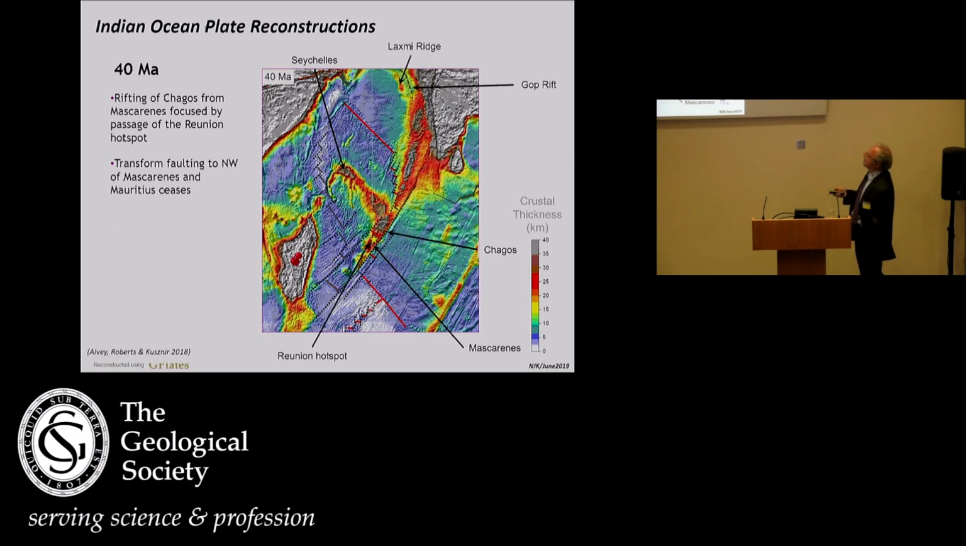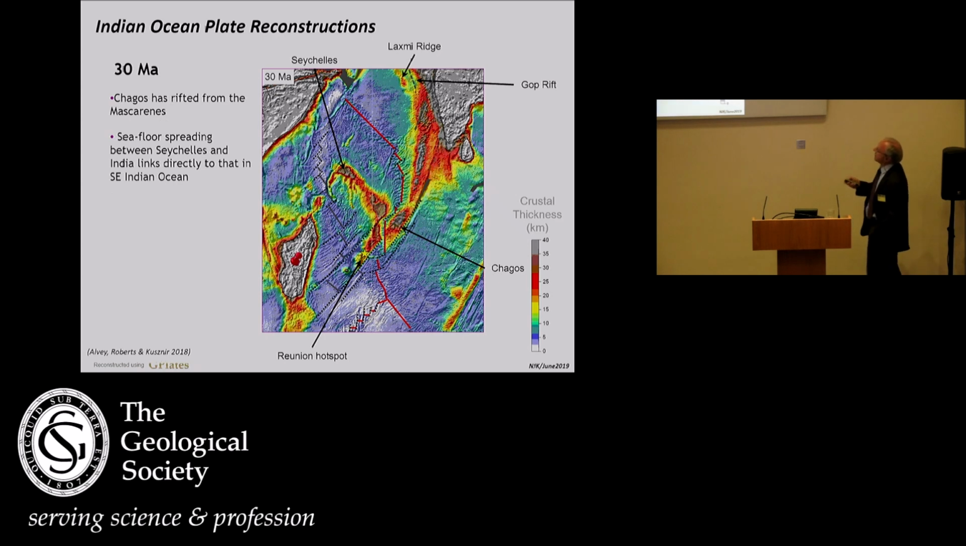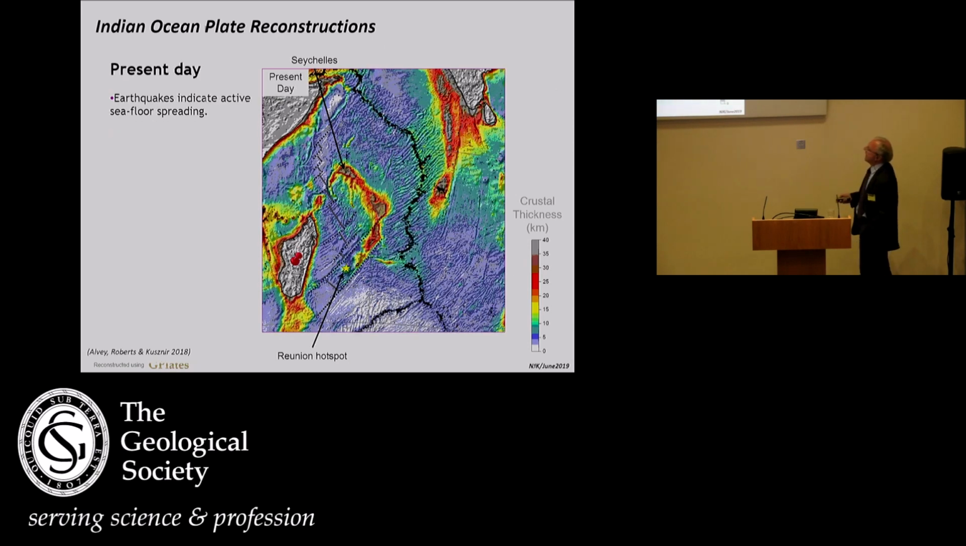But eventually, at 40 million years, the seafloor spreading here starts to break through to that going on down here, and by the time we get to 30 million years, we've got the first oceanic crust coming through here as Chagos is pulled out of the Mascarene Banks. And this is the present day picture with the black dots showing the present day earthquake activity.